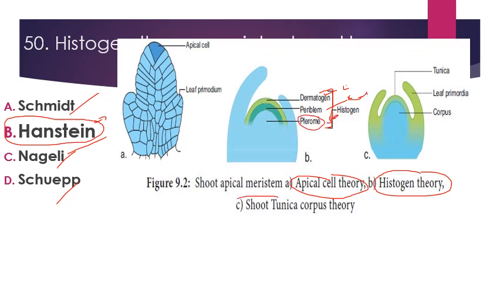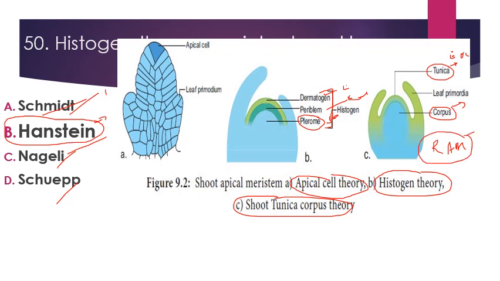Next, tunica corpus theory, it was proposed by Schmidt in 1924. Here we have two layers. Outer one is tunica, which is formed by one or two layers of cells that will give rise to the outer dermal tissue, epidermis, then corpus, which is a central mass formed of cells which divide in all the planes. And in case of root apical meristem, there is an equivalent theory which is similar to the tunica corpus theory, that is called korper-kappe theory. That is applicable in case of root, that was proposed by Schmidt.